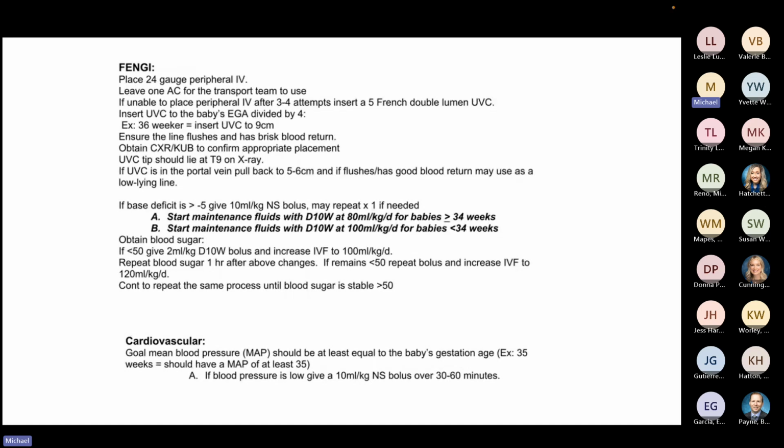And there are some suggestions here on how to manage fluids and how to think about potential access points, whether that be an IV or a UVC, and then some recommendations on how to start fluids, what fluids to start, and how to adjust those based on the baby's glucose. Because it's really important to keep these babies warm and keep their glucoses normal. And then some target blood pressures. And that is all I have. I'm happy to answer any questions that anybody has.